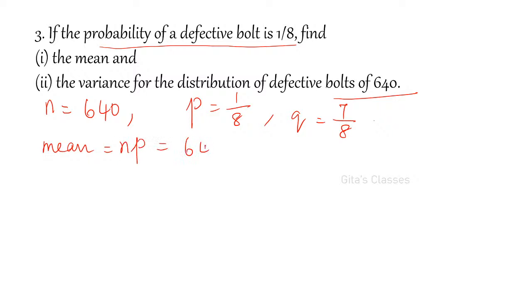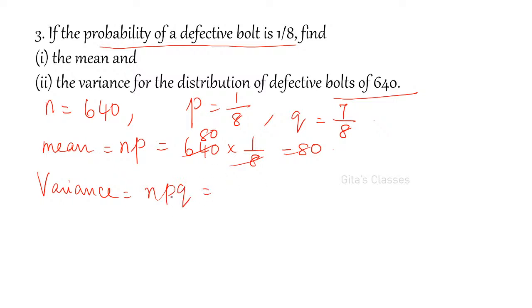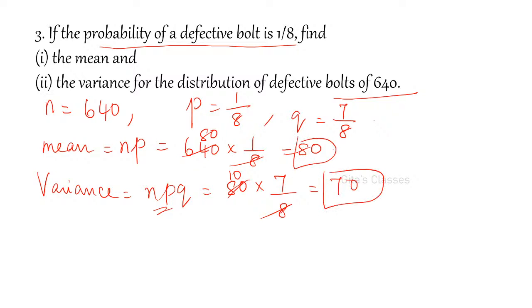N into P, that is 640 into 1 by 8. Therefore, it will be 80. So variance is N into P into Q. That is NP, just now we have found out to be 80, into 7 by 8. So this will be 10, so 70. Variance is 70. Mean is equal to 80. Very good, Dinesh. Correct? All of you are right.